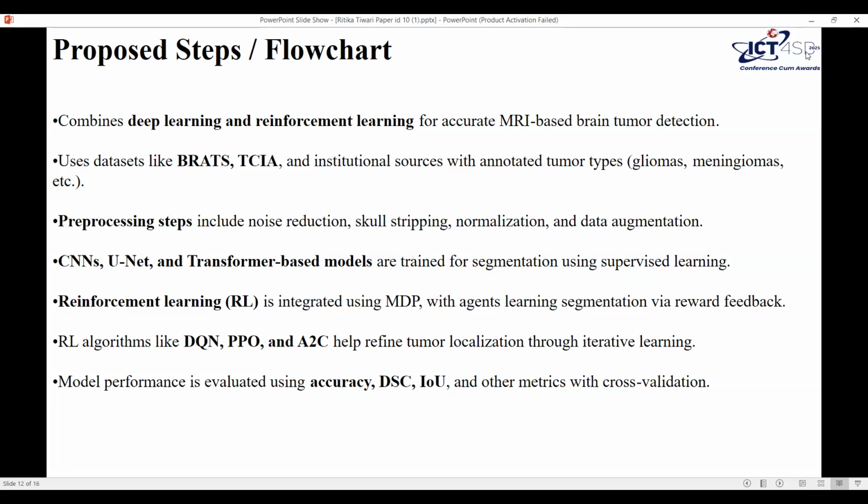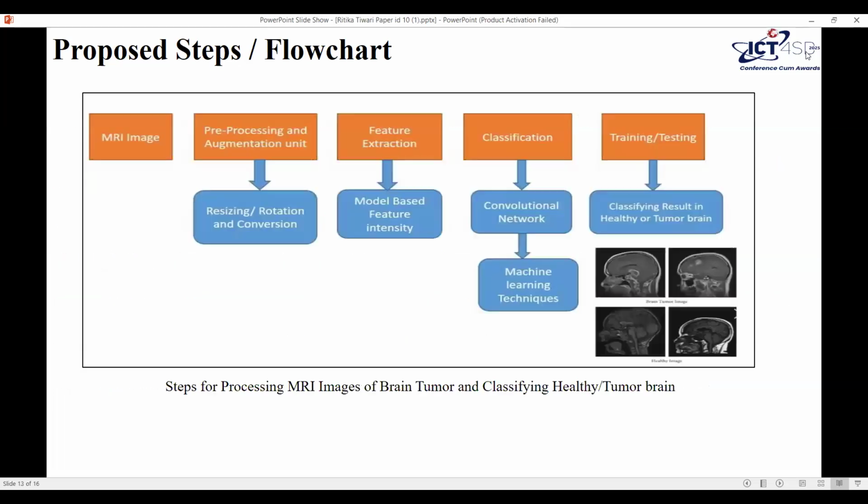Reinforcement algorithms like DQN, PPO, and A2C help refine tumor localization through iterative learning. Model performance is evaluated using accuracy, DSC, IOU, and other metrics with cross validation.